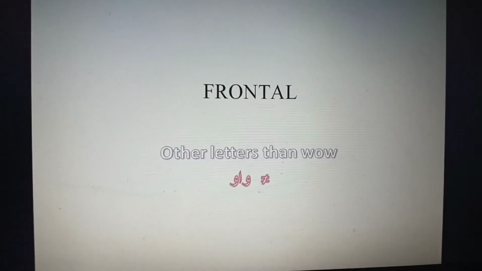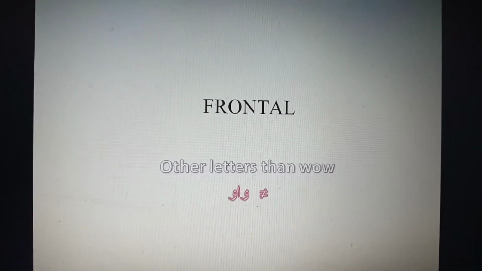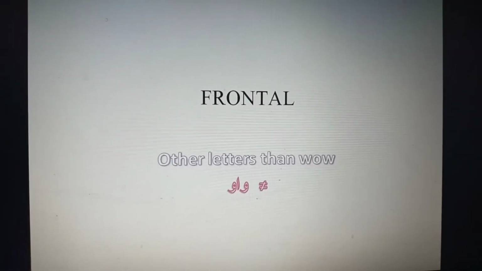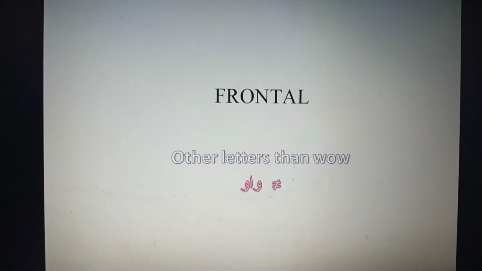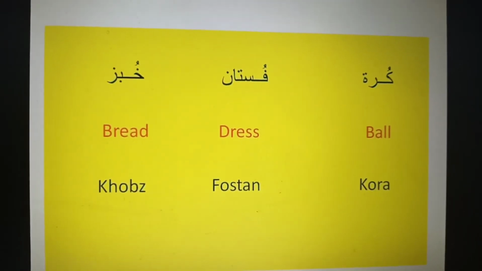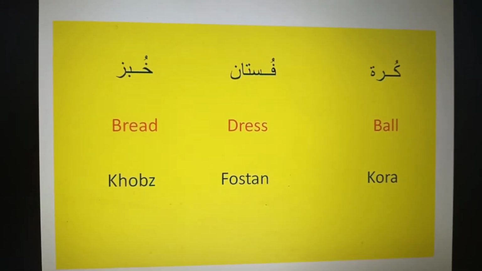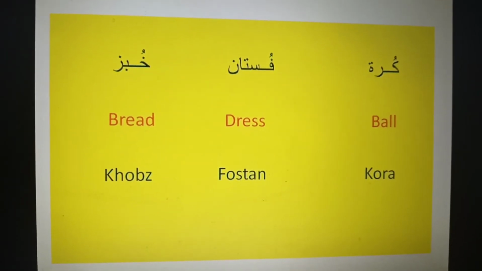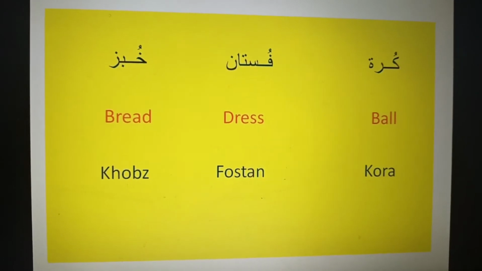The Dhamma can be frontal on pronouncing it when the letter which has Dhamma on it is preceded by any other letter but Waw. Let's see some examples. We have Kura, Fustan, Khubz. Kura meaning pole in English, Fustan means dress, Khubz means bread.